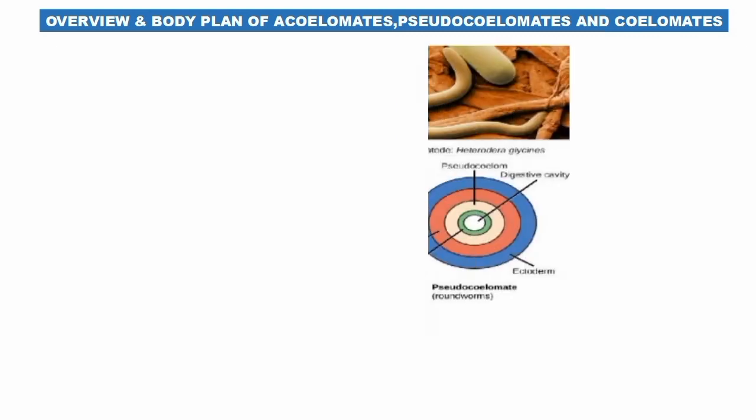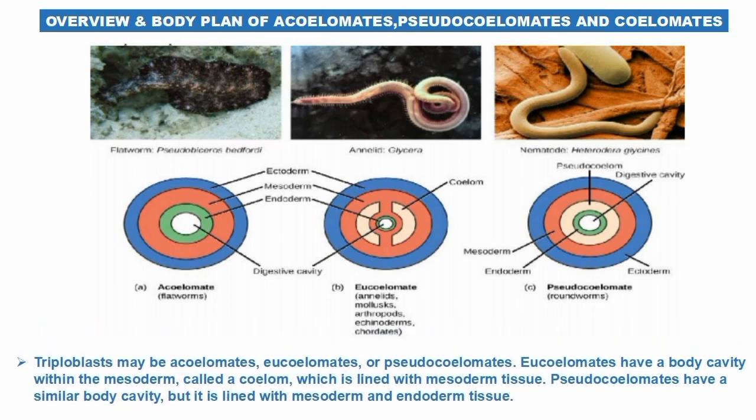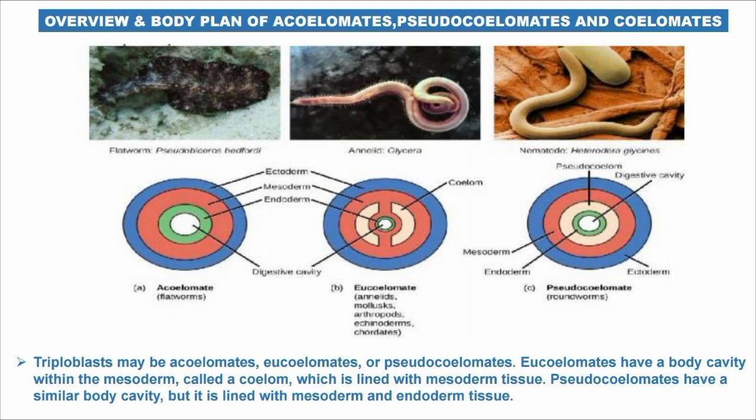An acoelomate example is the flatworm. Eucoelomates are true coelomates, that is annelids, mollusks, arthropods, echinoderms, and chordates. Is that how I'm supposed to pronounce this? And examples of pseudocoelomates are roundworms. So a triploblast may be an acoelomate, eucoelomate, or pseudocoelomate.